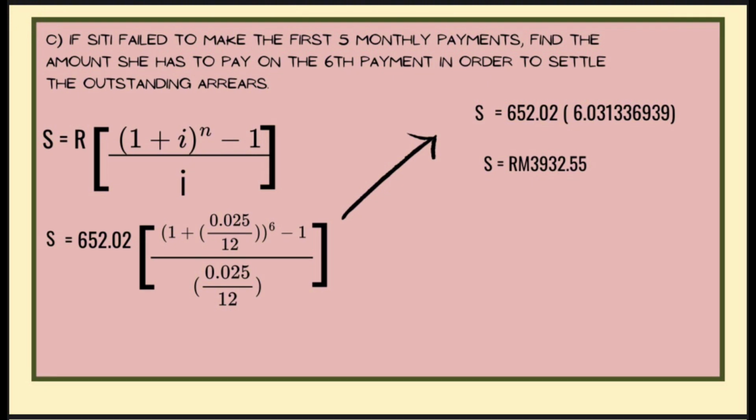Lastly, the question asks us to find the amount that Siti has to pay on the 6th payment in order to settle the outstanding arrears. In this question, we can use the formula of S is equal to R[((1 plus I)^N minus 1) over I]. As usual, we just need to put all the information in the formula, and then lastly, we will get the answer. S is equal to 3,932 ringgit and 55 cents.